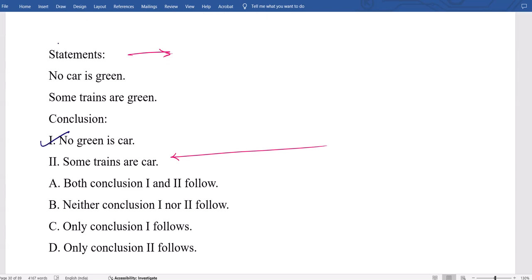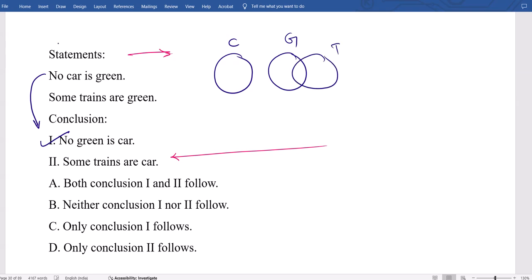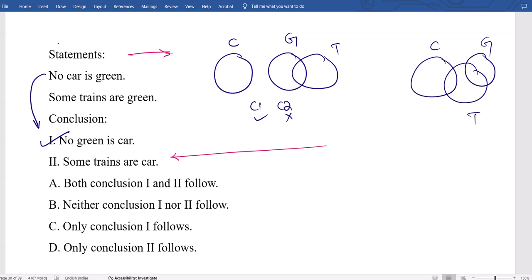It's a clear cut statement. Conclusion one is true: no car is green. No green is car, obviously, right? Car and green are not connected. Green and car are not connected. Some trains are green. Now, if I draw like this, conclusion 1 okay, conclusion 2 failed. So no sir, I draw like this sir. No car is green. Some trees are green. Here both true sir.